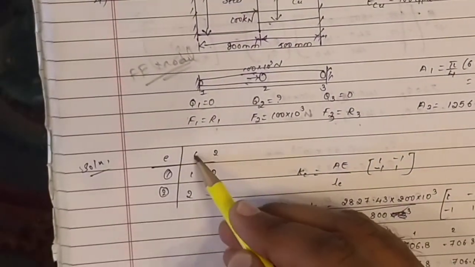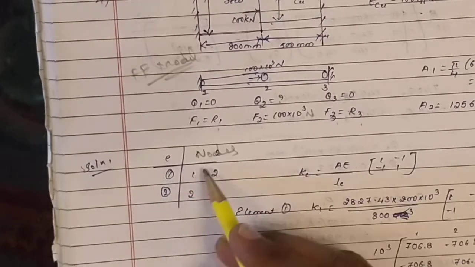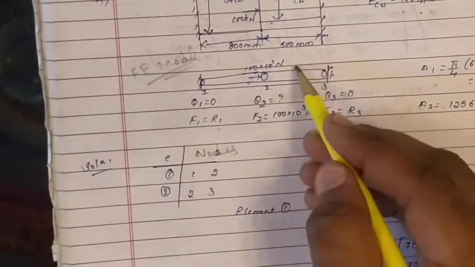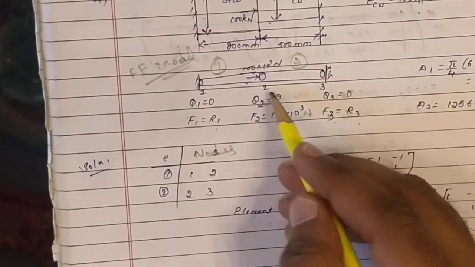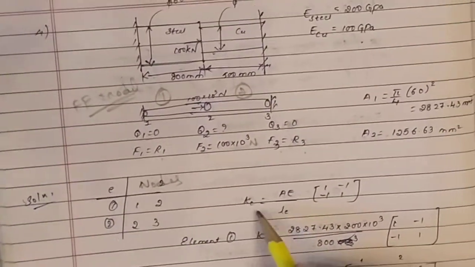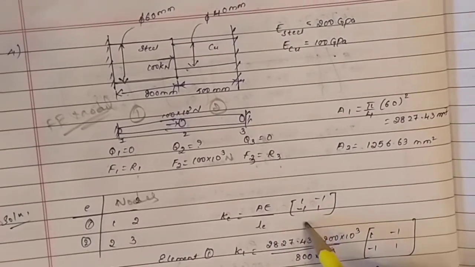Next, element connectivity. Element connectivity table, element and nodes. The first element is between the nodes 1 and 2. The second element is between the nodes 2 and 3. The element stiffness matrix K is equal to AE by LE into [1 -1; -1 1].